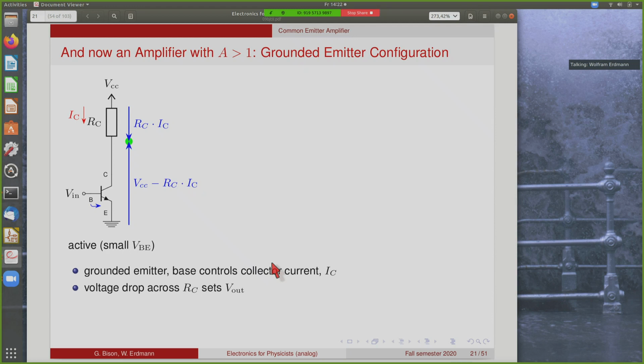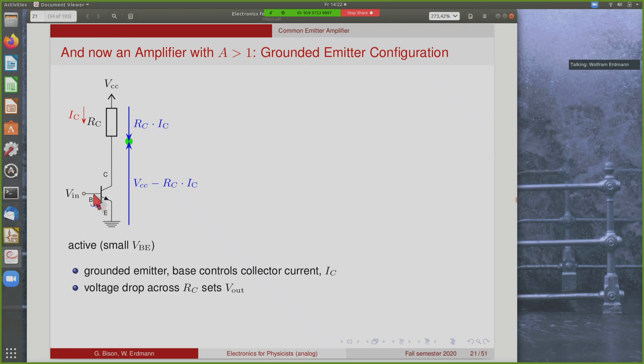So let's move on from the emitter follower now to an amplifier that actually has an amplification greater than 1. So far we had amplification of 1 or even less than 1. So now we look at a different transistor configuration called the grounded emitter. Why grounded emitter? Simply because in this case, when it's an NPN transistor, here we have the emitter at ground.